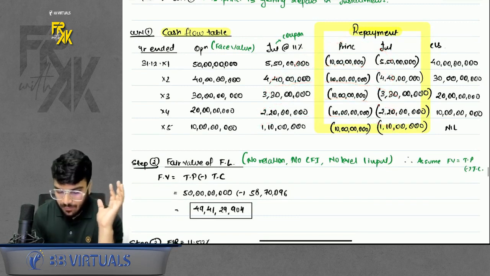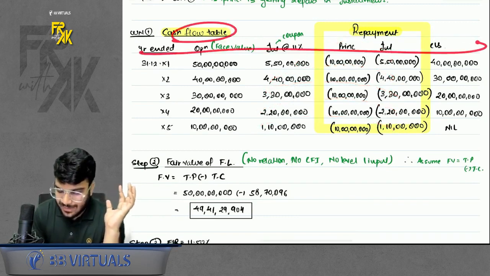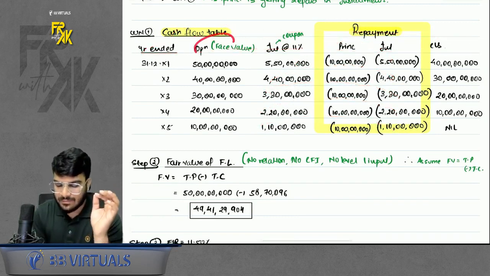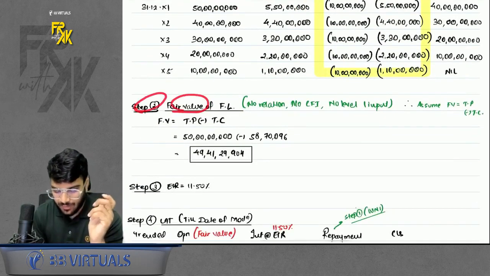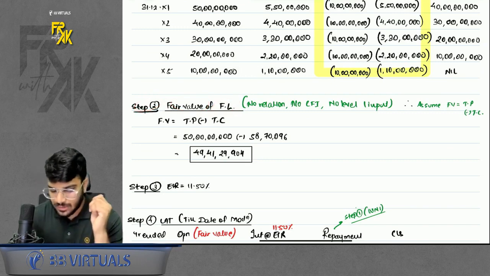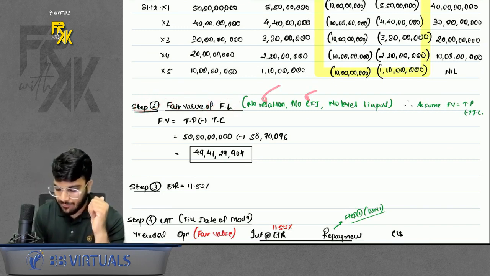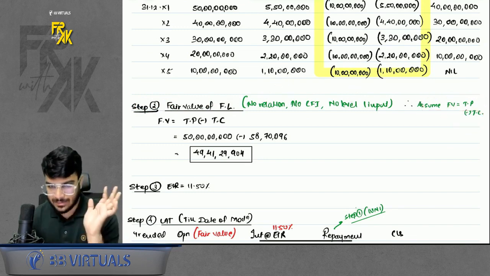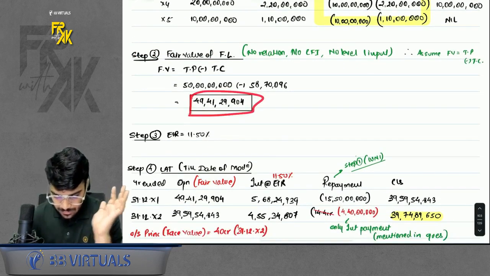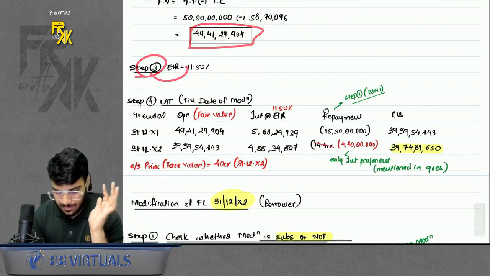Do remember, when you're preparing a cash flow table, columns are same as LAT, but in opening you write face value, in interest you write coupon. Okay, we got this, sir. Then step number 2 is fair value of FL. I gave you a shortcut. In this question, there is no relation, no CFI, no level 1 input. So you can directly assume the fair value to be TP less TC. I assumed it. I got the fair value answer. Then step number 3 is EIR. It is given. Step number 4 is LAT.